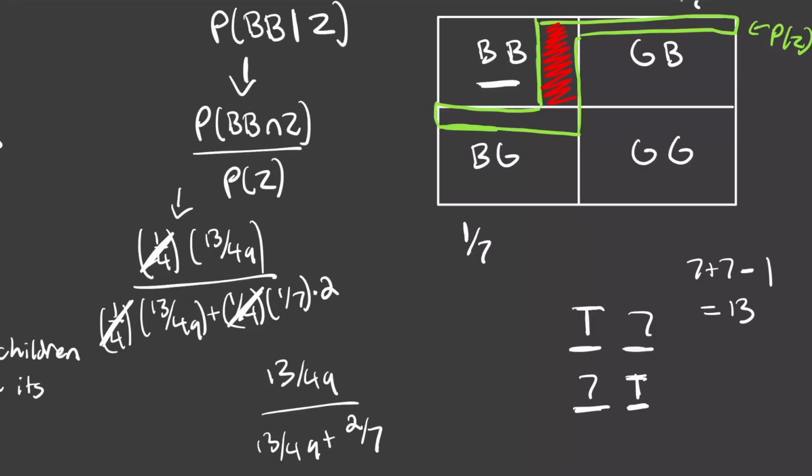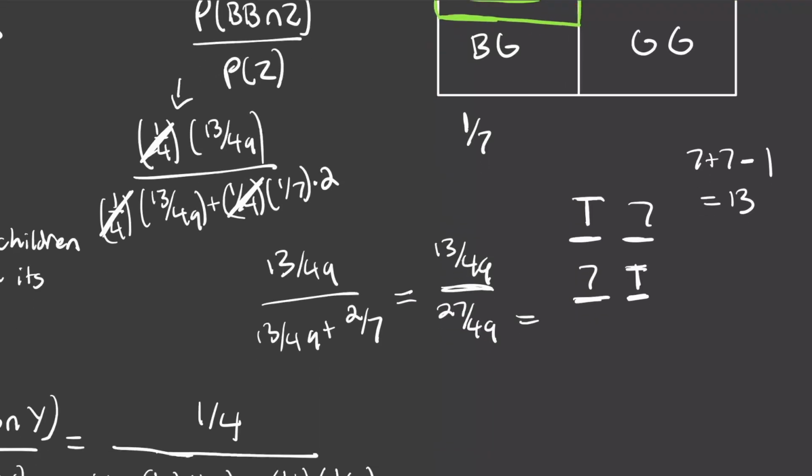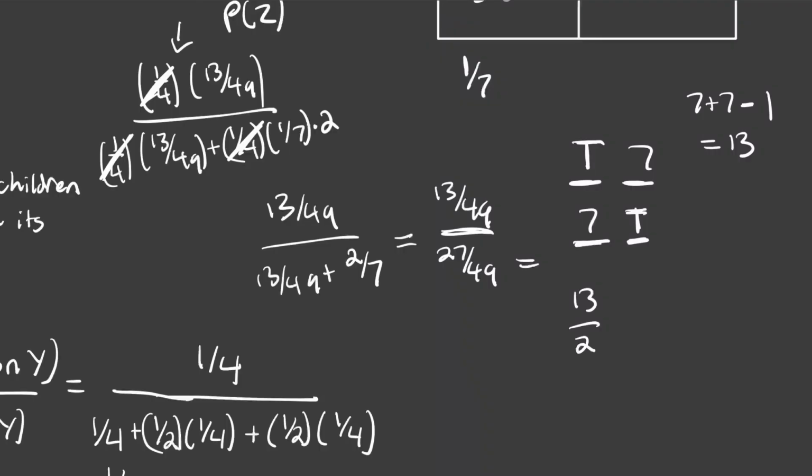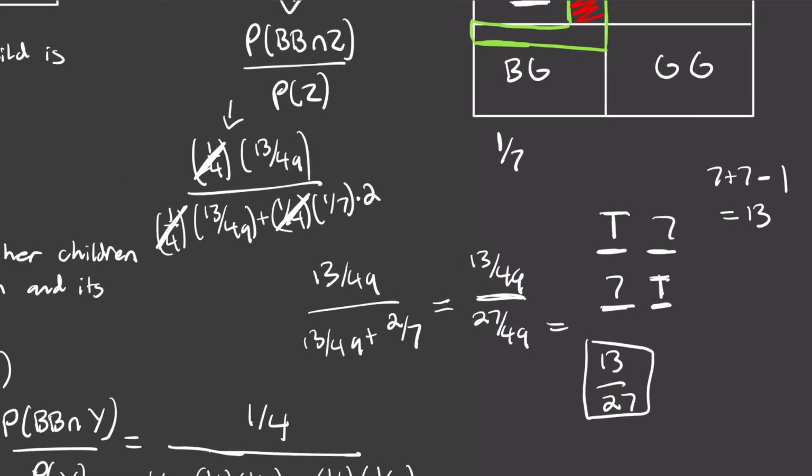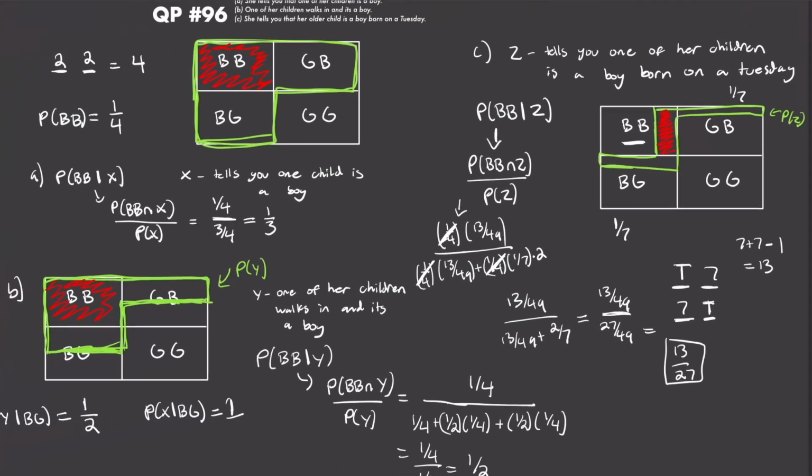Okay, so 2 on 7 is just equal to 14 on 49. So 14 on 49 plus 13 on 49 is going to give us 27 on 49, which will be the denominator for 13 on 49. And this will just be equal to 13 on 27, which will be the final answer for part C. And this is different from the answers that we got in part B, which is different from the answer that we got in part A.